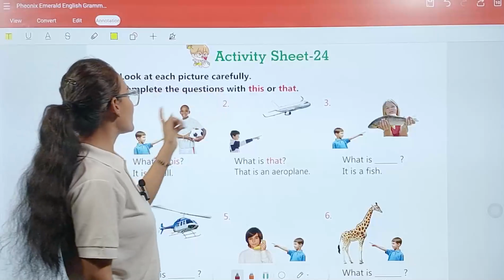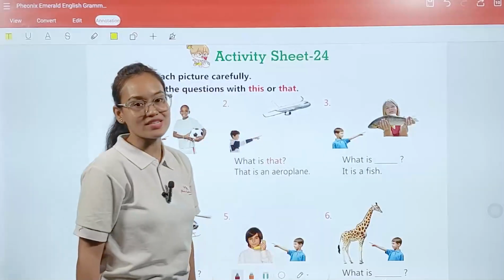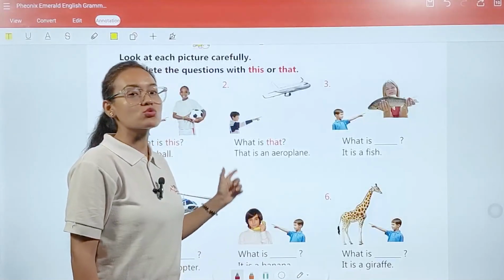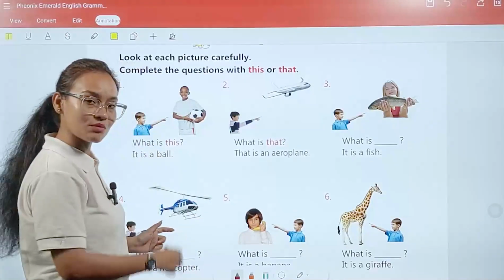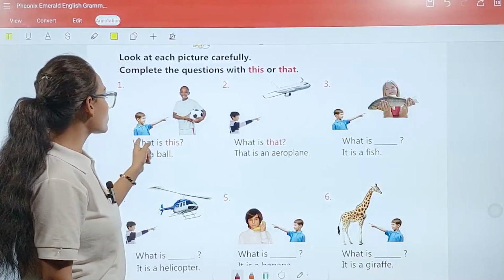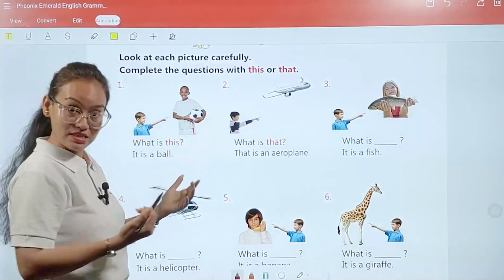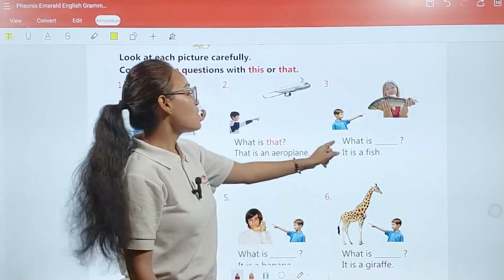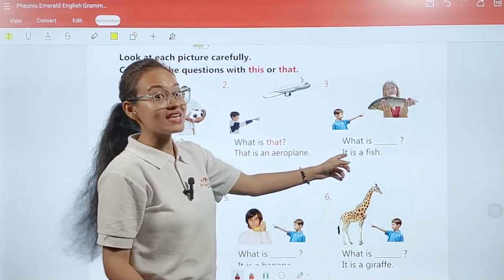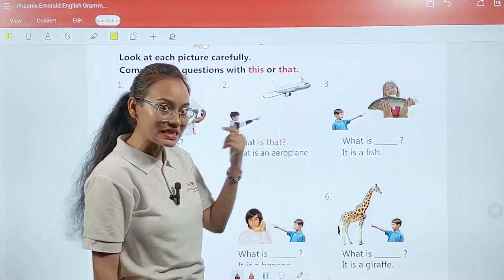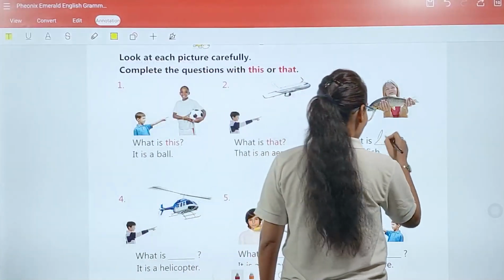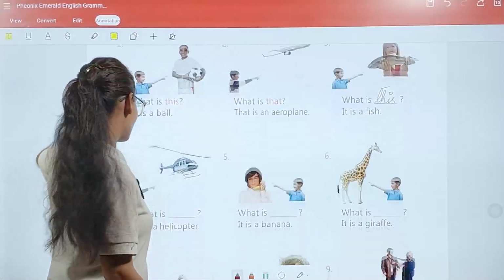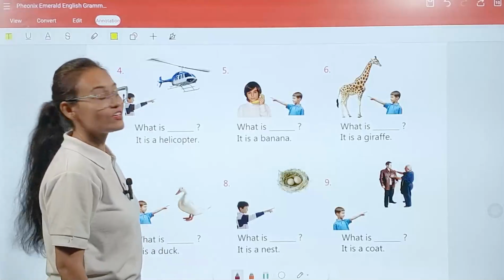Look at each picture carefully. Complete the questions with this or that. Here, my dear students, question words are given, and according to these question words, you have to write this or that to complete those sentences. First one is, what is this? This ball is nearer to us. It is a ball. What is that? That is an aeroplane. Now, what is that? What is dash? It is a fish. The fish is nearer. So, what is this? It is a fish. Now, what is that?